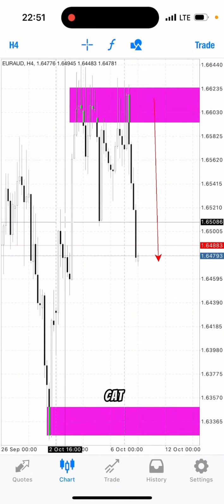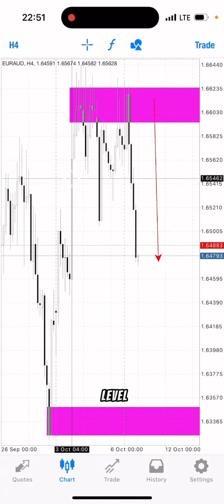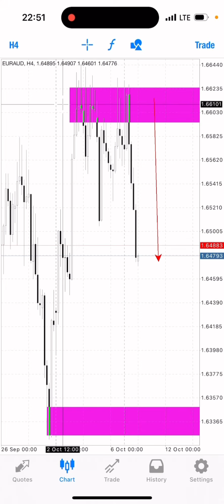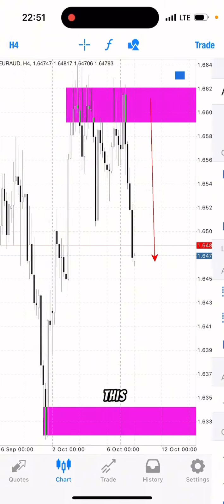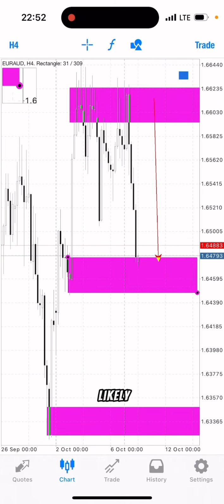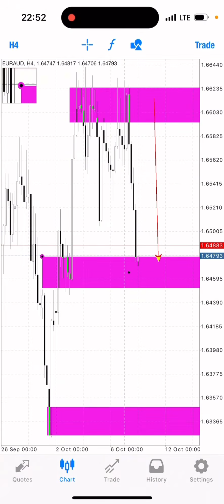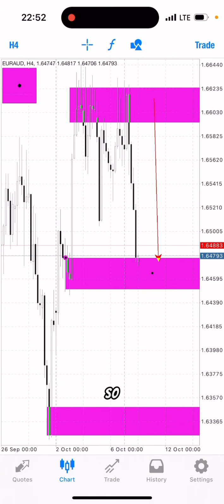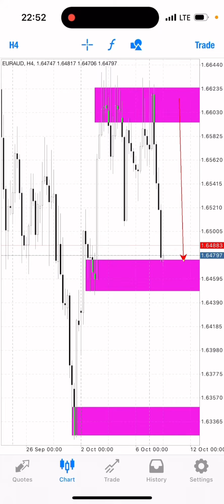So we see the way the market moved from this level with a very high speed. So when the market gets to this level, it is likely to react to this level. Whenever the market reaches this level, it will react to this level.